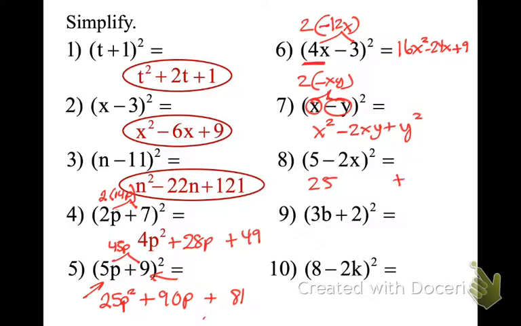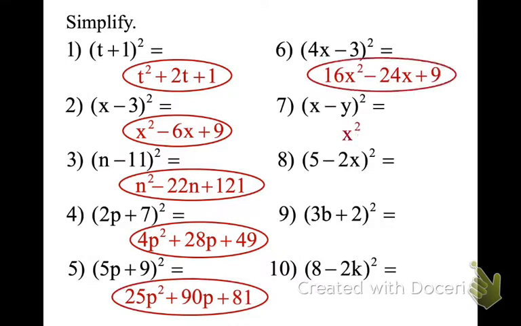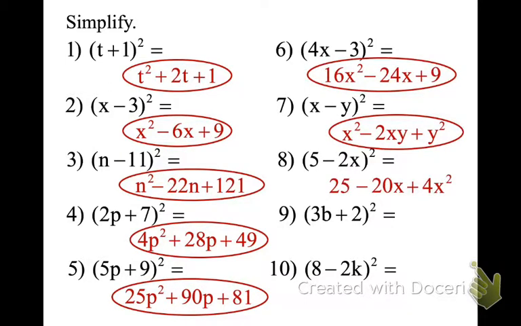Okay. 25. Last term, plus 4x squared. Middle term, negative 10x times 2 is negative 20x. Do you see how I'm doing this very quickly? That's how fast you should get at it. Okay. Let's go. The next one. Who thinks they can do it quickly? Okay, Emerson.